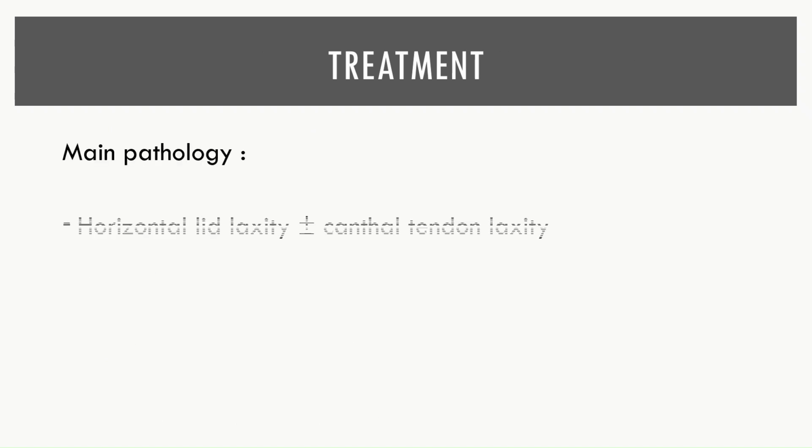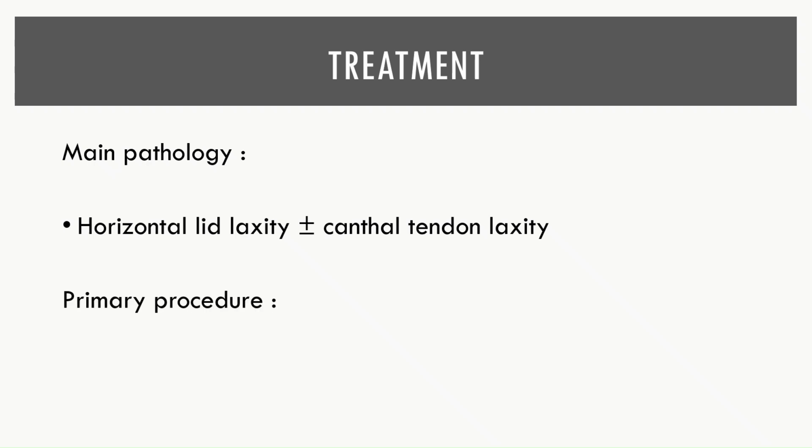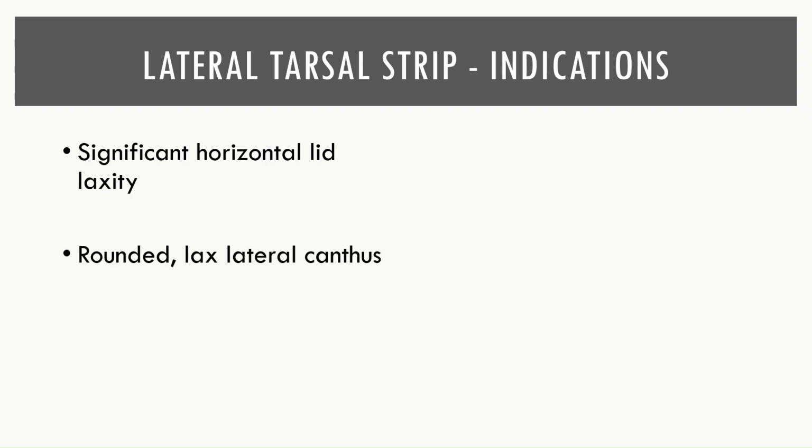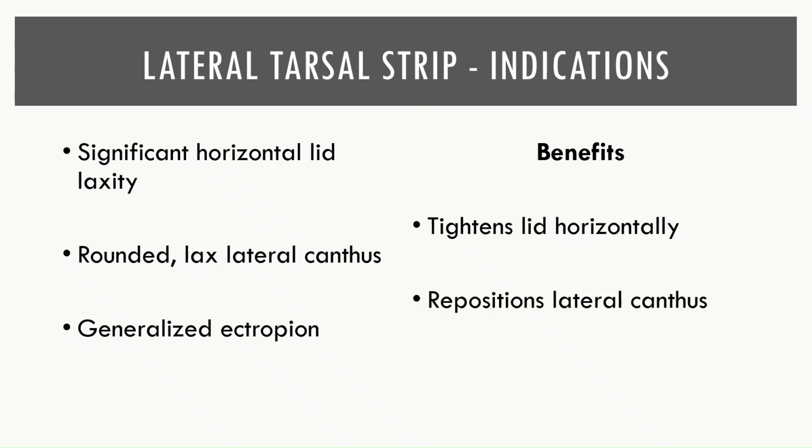In involutional ectropion, the primary abnormality is horizontal lid laxity, often associated with lateral canthal tendon laxity. The mainstay of treatment is horizontal lid tightening, most commonly achieved using the lateral tarsal strip procedure. The lateral tarsal strip procedure is particularly effective in patients with generalized ectropion, horizontal lid laxity, and a rounded lateral canthus. It tightens the eyelid and restores the normal apposition to the globe.